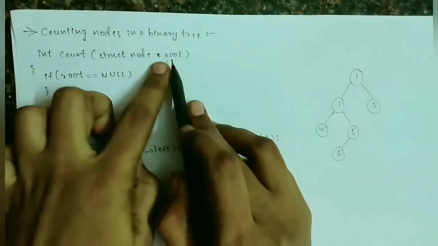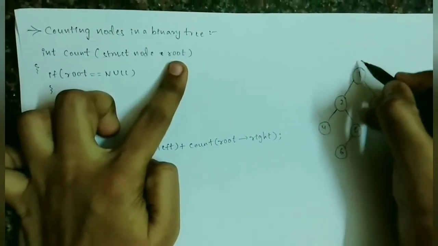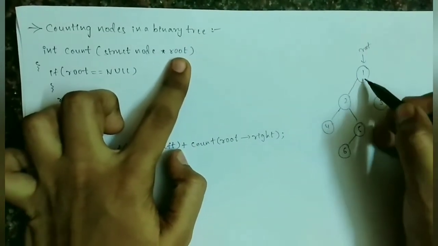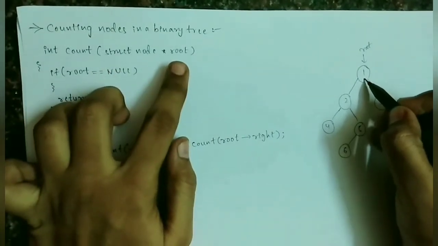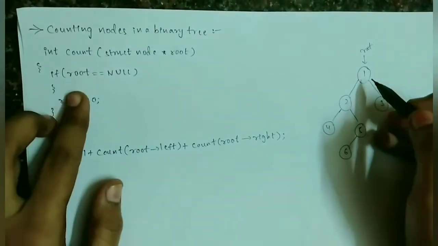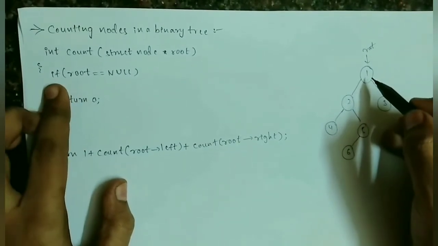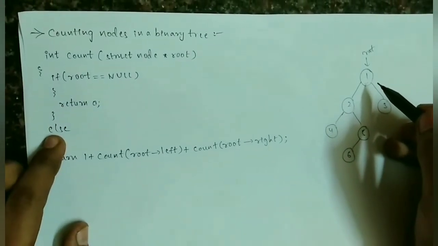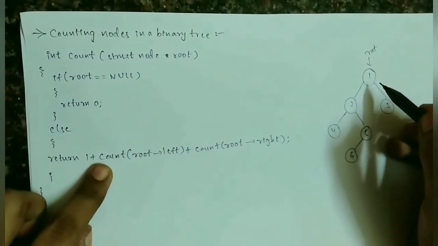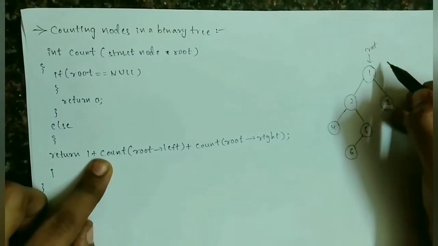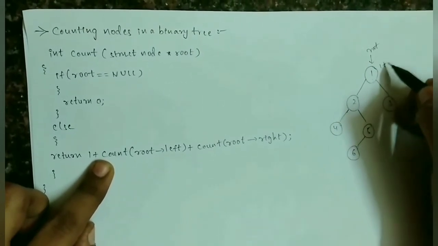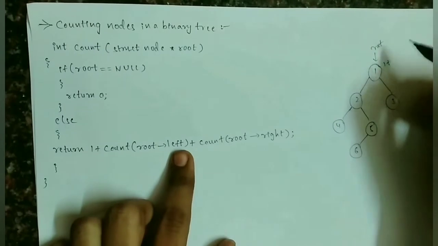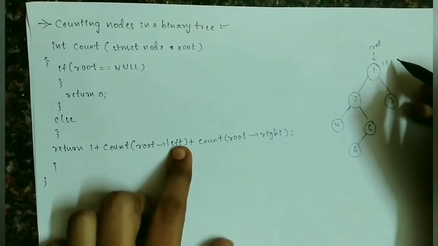Here the pointer points to the root node. We know the topmost node of the tree is called the root node. Here the root node points to node 1, hence it stores the address of node 1. It checks the if condition, which becomes false, so it goes to the else part and returns a value: including the root itself, add 1 plus the count of the nodes present in its left subtree.